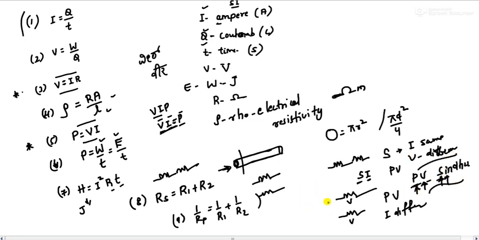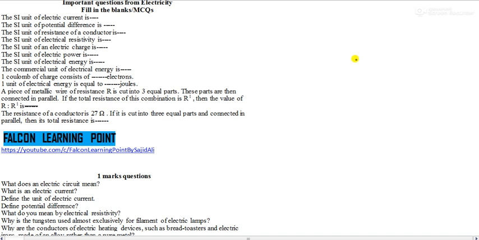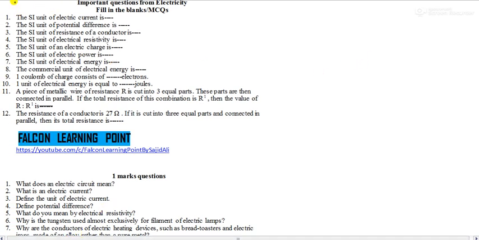So I hope you have understood all these basic formulae which are required to solve the problems on electricity. So let us start now. These are the important 1 mark questions I thought of showing here. You can try to answer them by yourself. You can take a screenshot and let me zoom it.